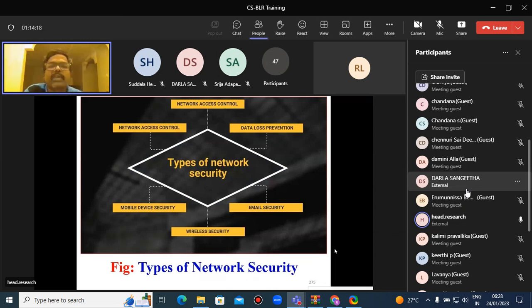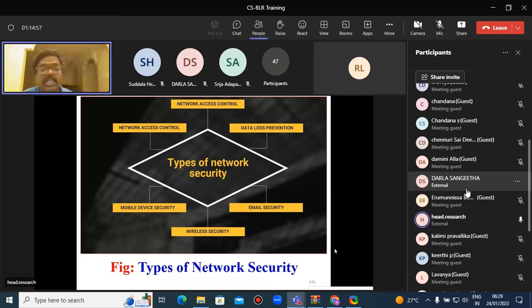Network access control means if you are an authorized person, you get the access control permission to enter the network level. If you are unauthorized, you will not get permission to enter the network. Then data loss prevention. Whenever you enter the network level, you need to protect the data. Otherwise, intruders enter the network and cause data loss in your system. So you need to prevent that data loss.